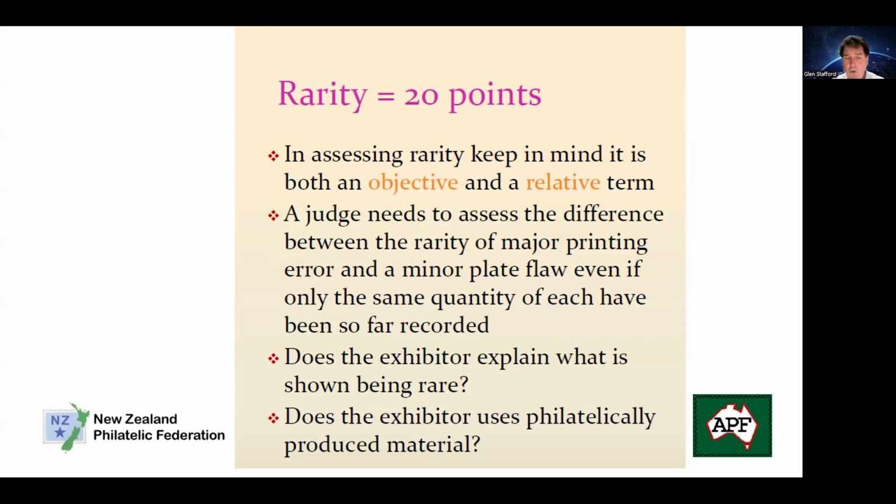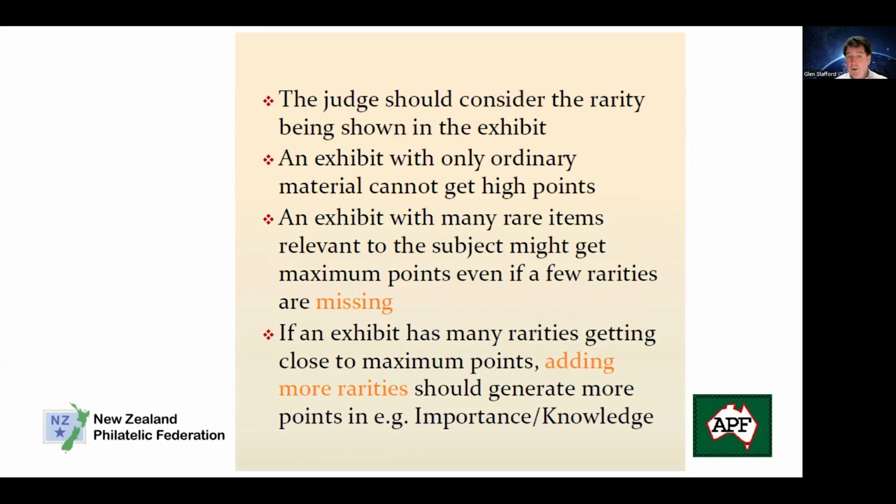Does the exhibit explain what is shown as being rare? Half of what we describe in rarity is what the exhibitor tells us. They put a plate proof on, they put a die proof on, and they don't explain it to us. You and I know that they're rare, they're very few around. But if the exhibitor hasn't told us, then I'm not convinced that the exhibitor knows the rarity of those items. Does the exhibitor use a lot of philatelically produced material? That's another indication for not being rare. Judges also consider rarity as being shown in the exhibit. Only ordinary material cannot get high points.